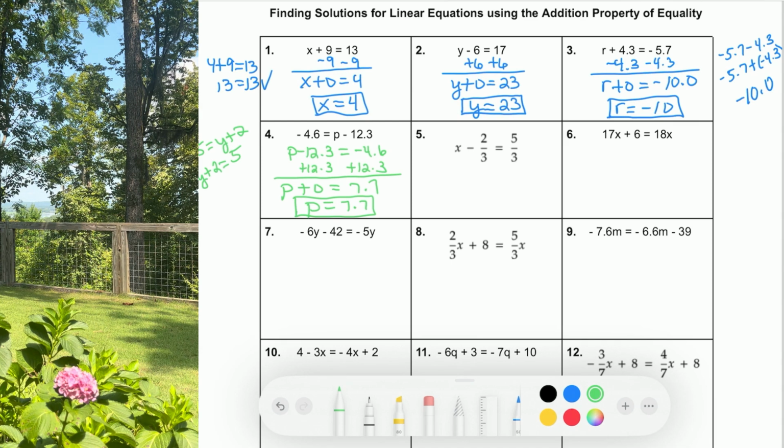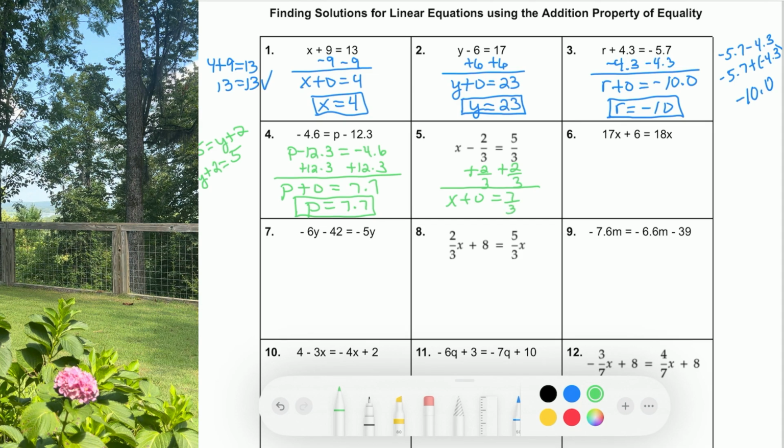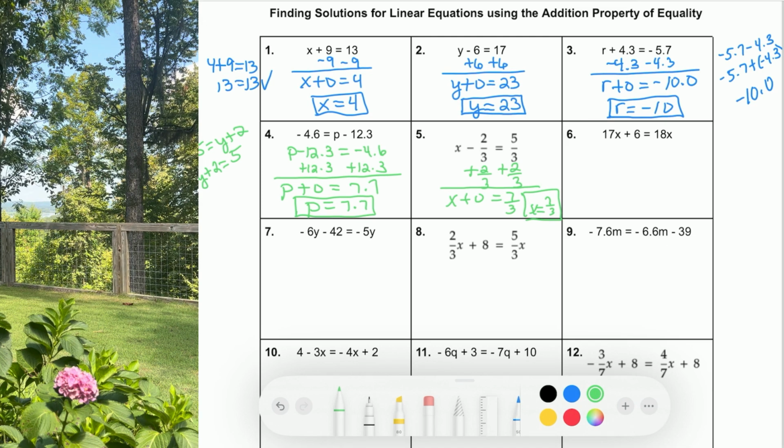All right, so I still need to get my x by itself. So I'm going to add 2/3 to both sides. So that gives me x plus 0 equals, 5 plus that 2 is going to give me 7, and then keep the denominator. So I have x equals 7/3. Well, 7/3 minus 2/3 is 5/3. So that's the correct answer.